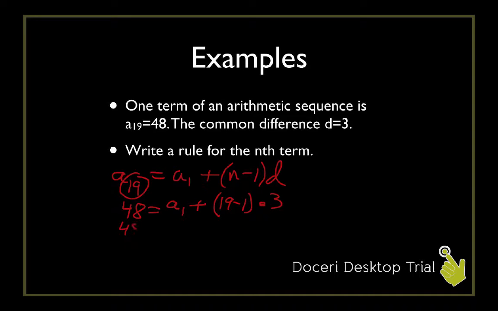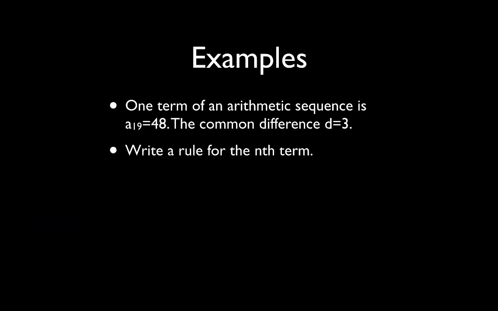Okay, so this would be 48 equals a sub 1 plus 18 times 3, which is 54. Right, and then if we subtract 54 from both sides, we get a sub 1 is equal to negative 6. Okay, so now that we've got the first term, we can write the rule. The rule is a sub n is equal to negative 6 plus n minus 1 times 3. So let's move on to the next slide here.